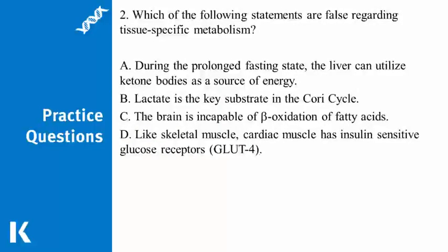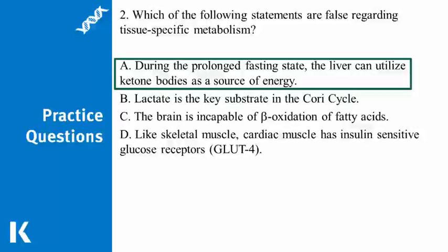This final question is asking you to think about the specific aspects of each tissue's metabolic processes. The answer is A. The liver does not have the required enzyme to metabolize ketone bodies, though this is the tissue type responsible for synthesizing them. Answer choices B, C, and D are all correct statements. Great job if you got those questions correct.